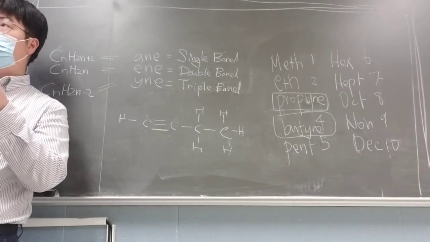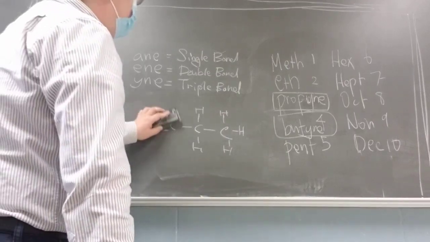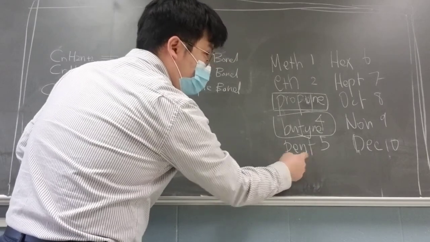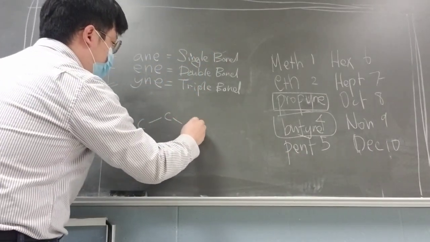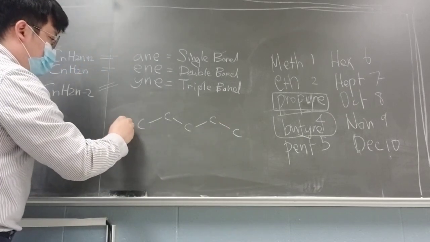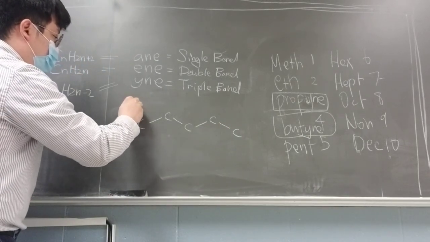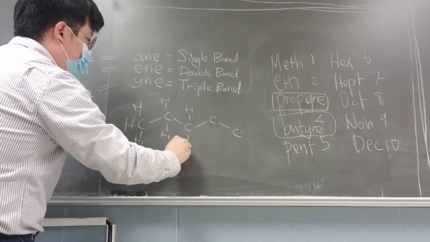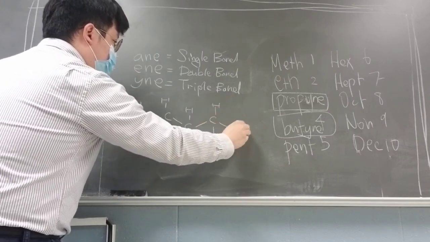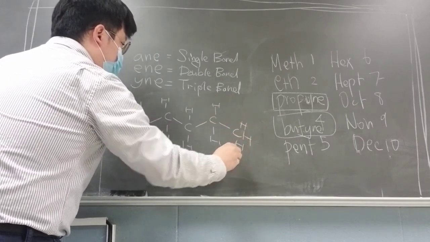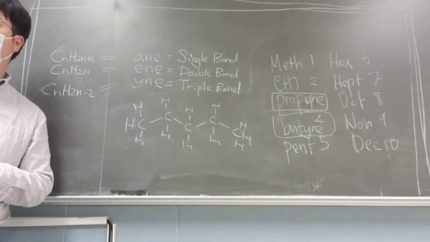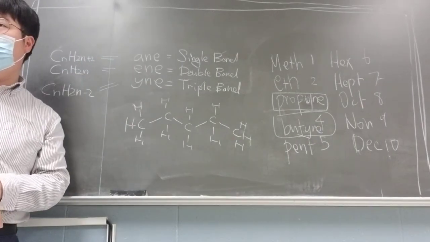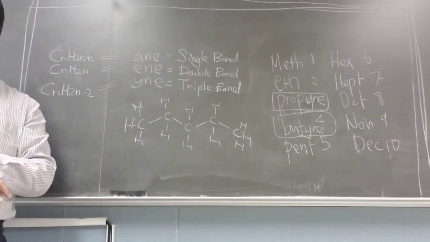So far, so good. Perfect. You guys are doing great so far. So maybe this is a pent-, okay? If I just give you this one, what might be the name of this one, do you think? It's a pent-. There's a 5 in the carbon chain, and it is all single bond, so it'll be pentane.